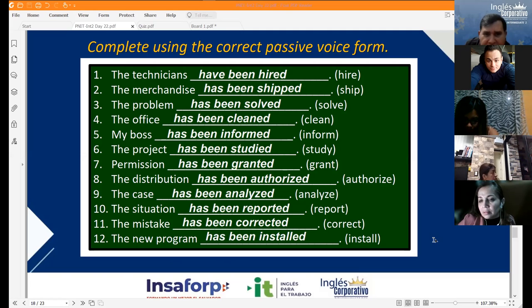These are the answers. Okay, so well, I hope that the passive voice with the present perfect is clear. Okay, let's go to call attendance.